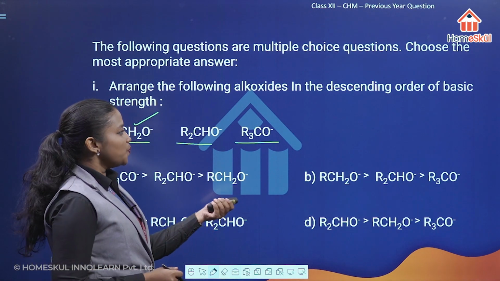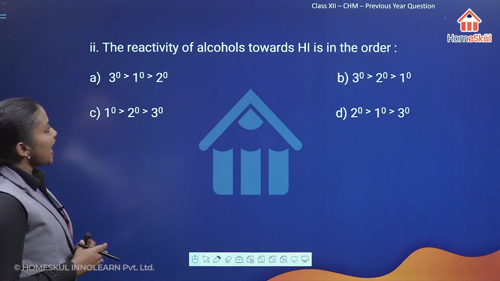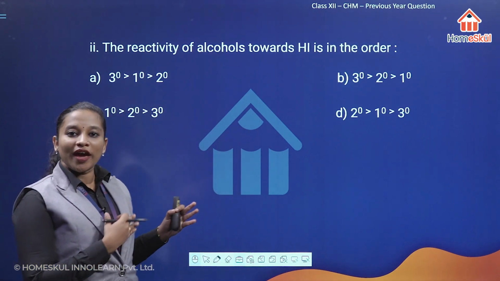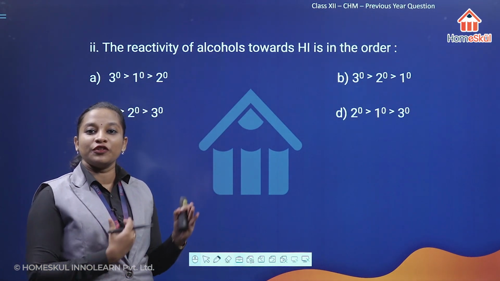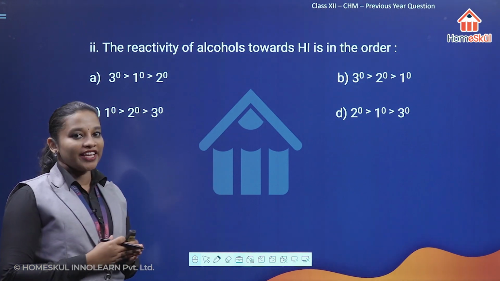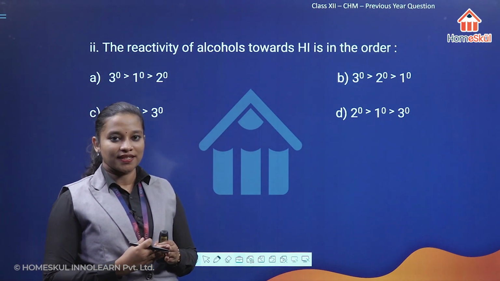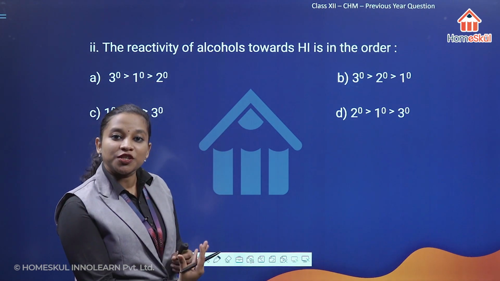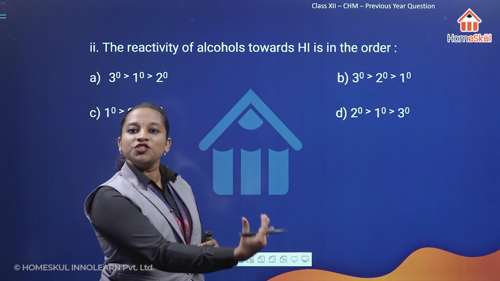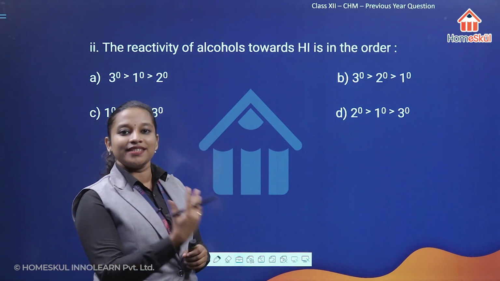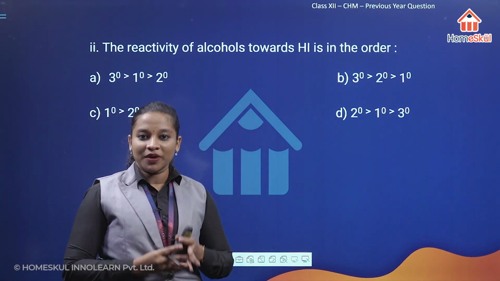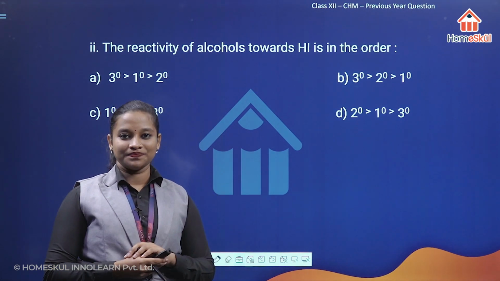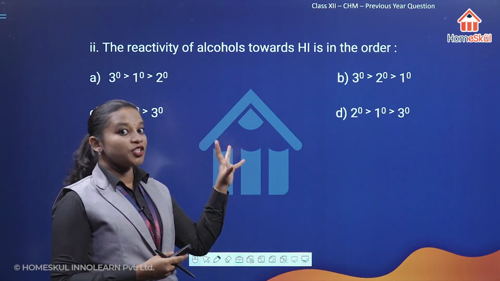Okay, now moving on to the next question. The reactivity of alcohols towards HI is in the order. So here we have to find the order of reactivity of different alcohols towards HI. We know that a carbocation is formed in this reaction. Which carbocation is more stable, primary, secondary or tertiary? We know that tertiary carbocation is more stable because of the electron-releasing R groups. So, the tertiary carbocation will be more stable.